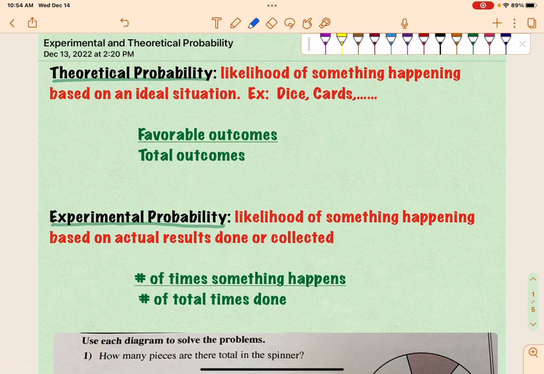When I talk about theoretical probability, it is the likelihood of something happening based on an ideal situation. So it's usually based on an object. If you have dice or a die, or cards, it's how many times it could possibly happen over how many total times it could happen. That's based on theory, that's why they call it theoretical. So if it's based on theory, that means you don't collect any data yourself. You just look at an object, you look at an event, and figure out when it could happen.